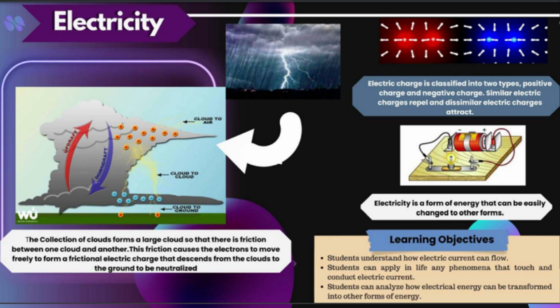A thunderstorm is the collection of clouds from a large cloud so that there is friction between one cloud and another. This friction causes the electric charge to move freely to form a frictional electric charge that descends from the clouds to the ground to be neutralized.